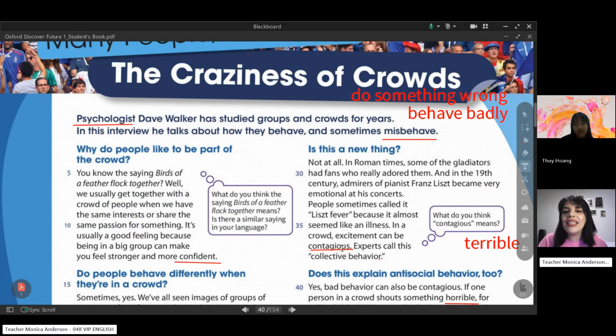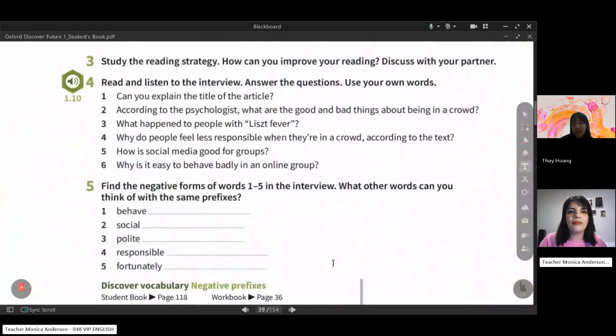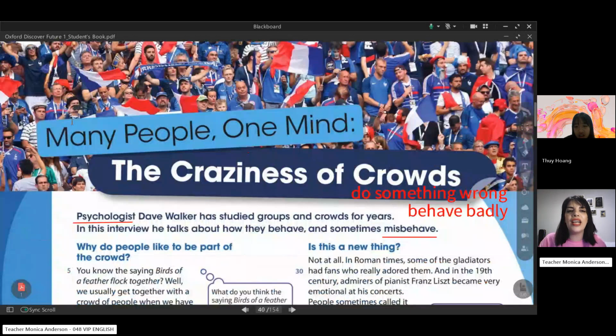Okay, now let's answer this question. Can you explain the title of the article? This is the title. What do you think about this title? What is the text about? What do you think? You can use the photo as well. So what does it show?